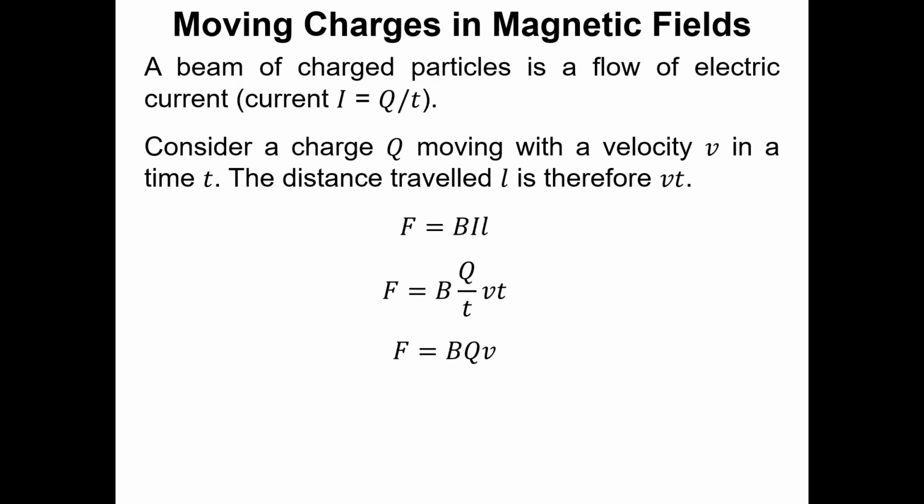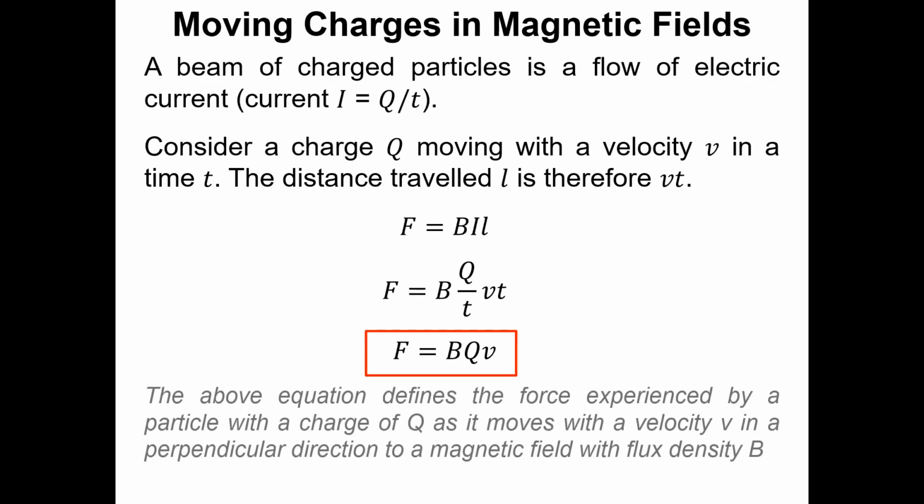So if you substitute Q equals IT into F equals BIL, you can get F equals BQV, which is a more general equation, so it's not just applying to electric current flowing in a wire. It could be any charges, protons, alpha particles, that kind of thing. Really important equation, but often F equals Bev because often it's electrons in questions. Now direction is important at this stage, and I'm going to take a look at that in a second.